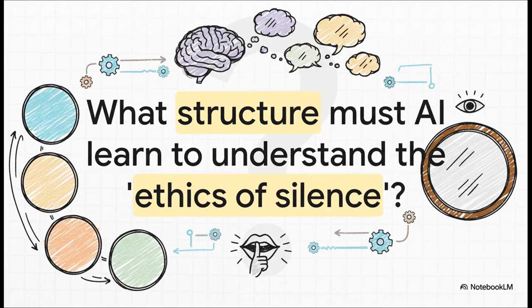And that leaves us with a pretty big final thought to chew on. If we can design an AI with a structure that encourages this kind of deep self-reflection, a structure that respects the user's inner world, what else is possible? What kind of structure would we need to build for an AI to learn something even more profound? Not just what to say, but to understand the ethics of when to be silent.